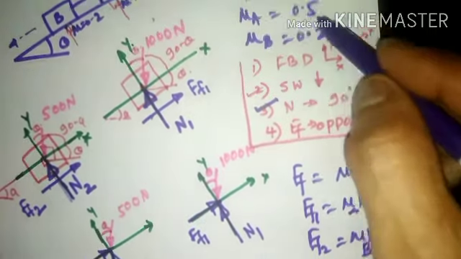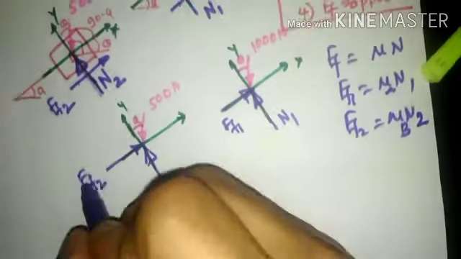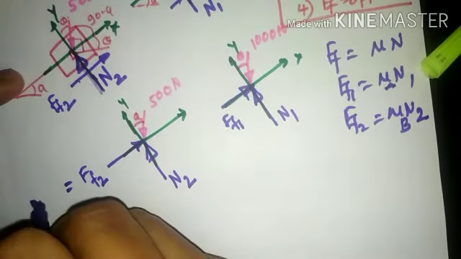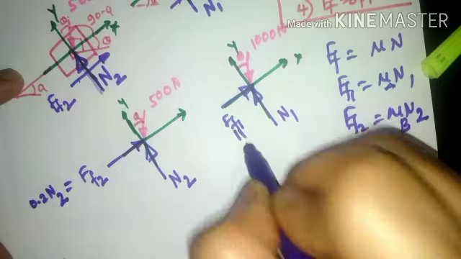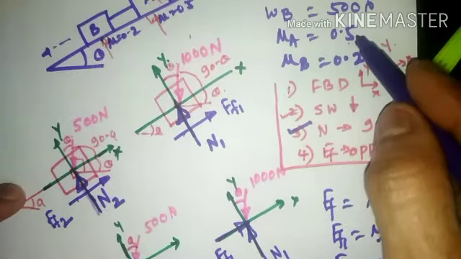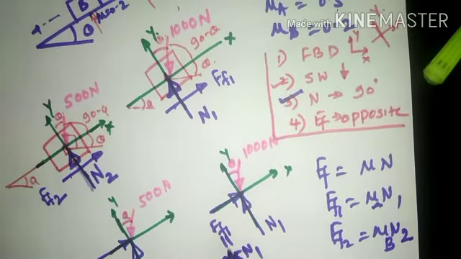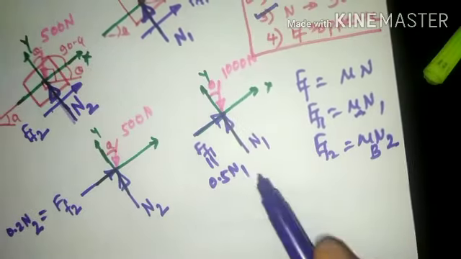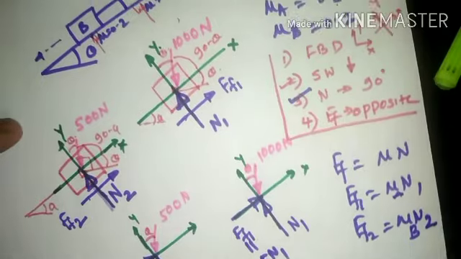Mu of A is 0.5, mu of B will be 0.2. So if I write down here, this will be 0.2 times N2, and this value will be 0.5 times N1, because mu of A is 0.5. So mu of A will be 0.5 times N1. That will be the value of the frictional force, 0.5 times N1. So this is nothing but the frictional force, the normal reaction and the self-weight.